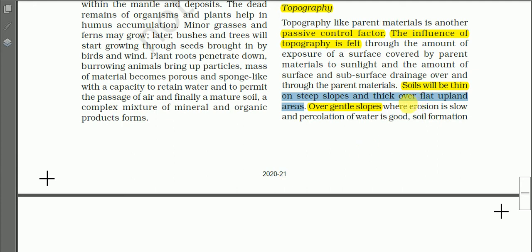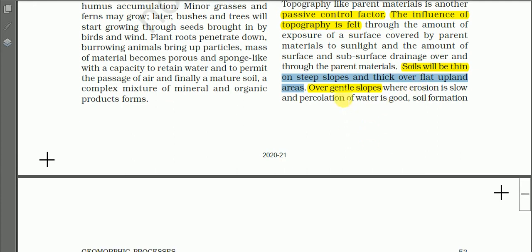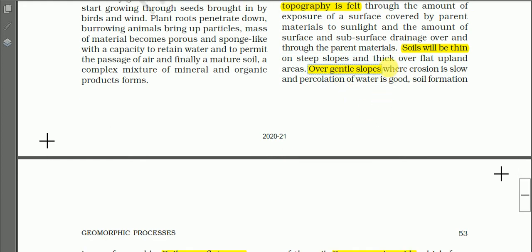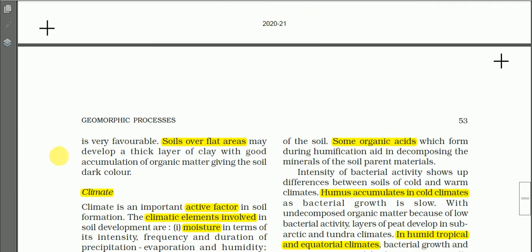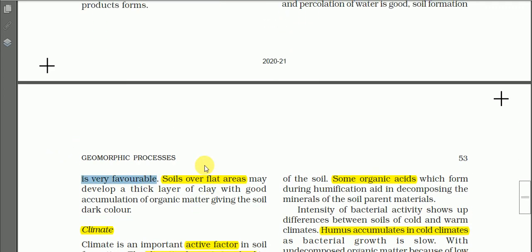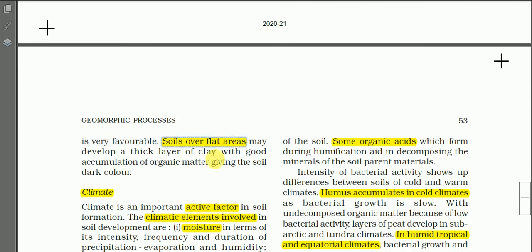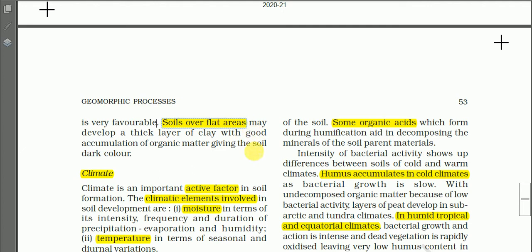Soil will be thin on the steep slope and thick over flat uplands. Over gentle slopes, where erosion is slow and the percolation of water is good, that means absorption of water is good, soil formation is very favorable. The soil over flat areas may develop a thick layer of clay with good accumulation of organic matter, giving the soil a dark color. In this way, topography influences the nature of the soil.